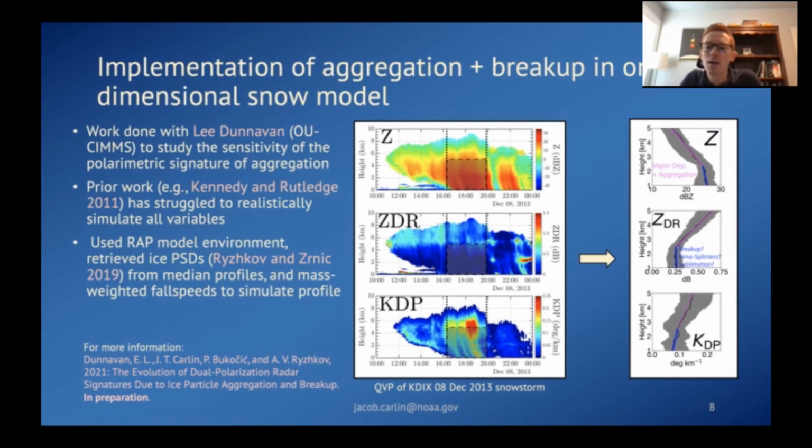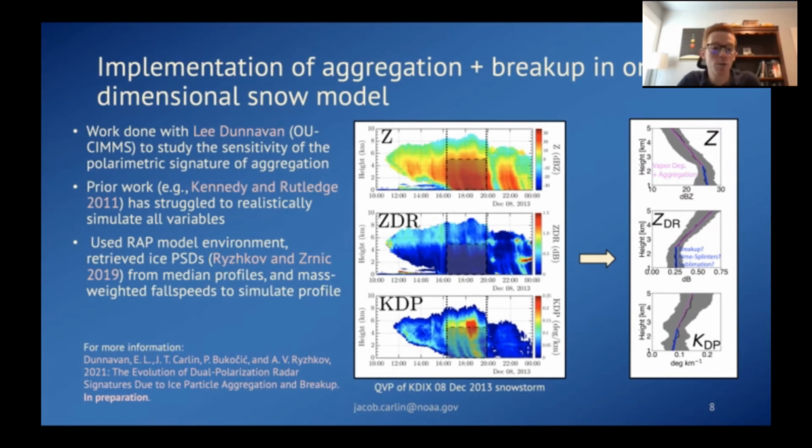But we also see some more details here. Most notably, about 2.5 kilometers up, we see sort of a stagnation where the slope of the Z profile changes. And then especially the case in ZDR, where it actually becomes pretty much constant in height. And this is a signature that we also observed in a number of other cases we've looked at. So there's been prior work looking to replicate these profiles of aggregation, but a lot of them have struggled to realistically reproduce all three of Z, ZDR, and KDP.